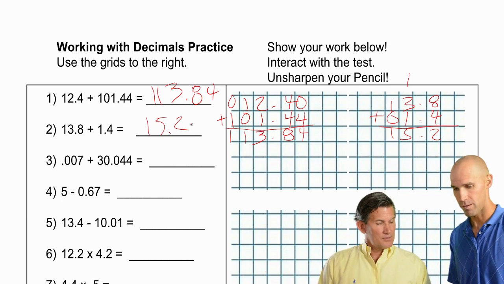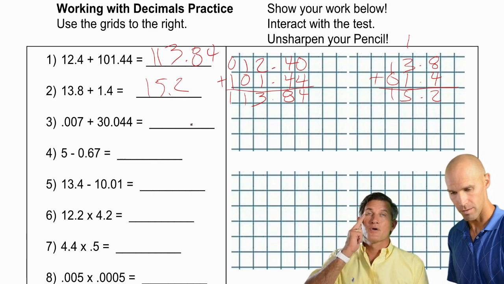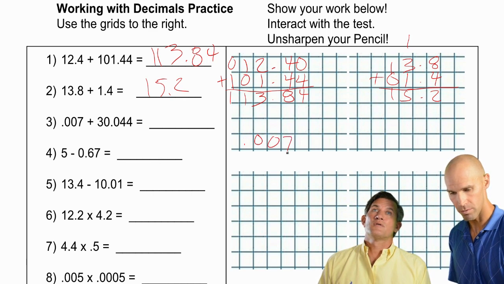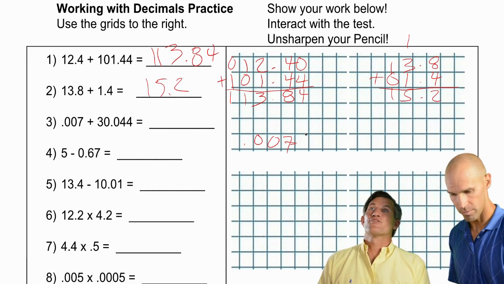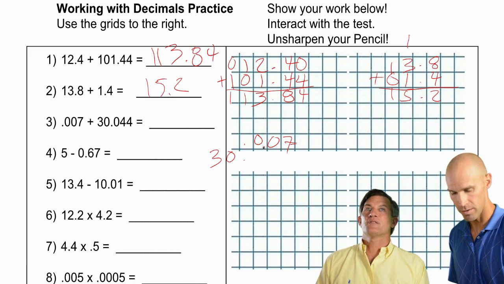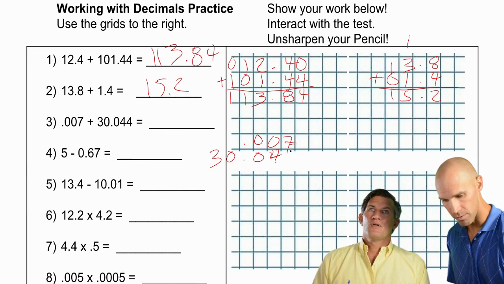Ready? 0.007, or 7 thousandths. Go ahead. We'll do one more. 0.007. Okay, watch what Vita's going to have to do. Plus 30.044. So I'm thinking with this decimal right here going this way. Decimal first, the way you did that. And then we'll go 0.044, with the 4 in the hundredth place.